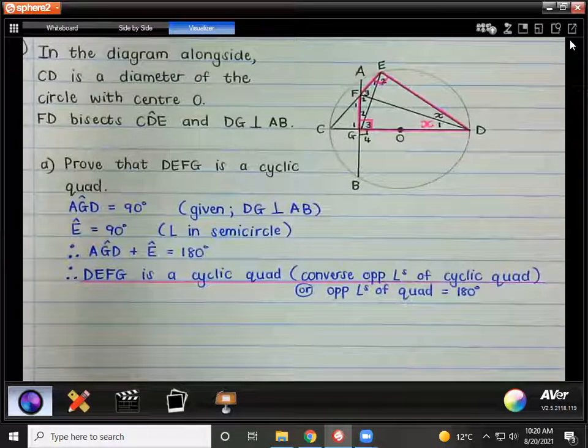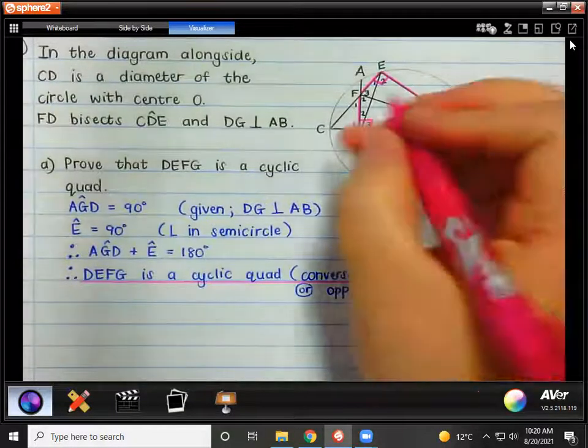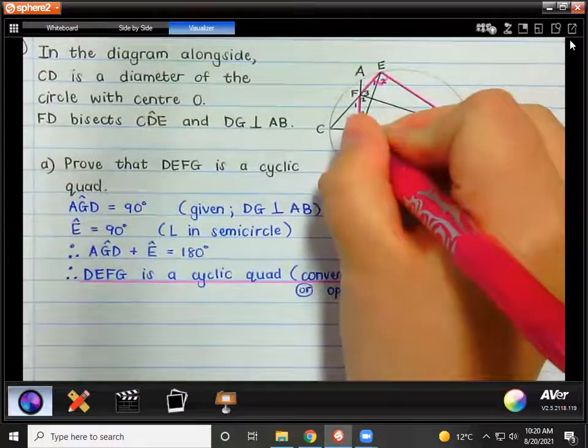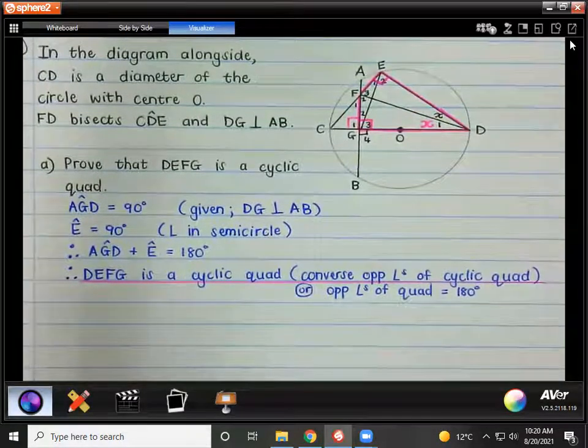Okay, there was another way of proving this. Isn't this angle G1 also 90 degrees? Right, all four of those angles are 90. And isn't G1 an exterior angle of the quad? Right, because it's one of the sides lengthened. So the exterior angle is actually equal to the opposite interior angle as well. So we could have used that.